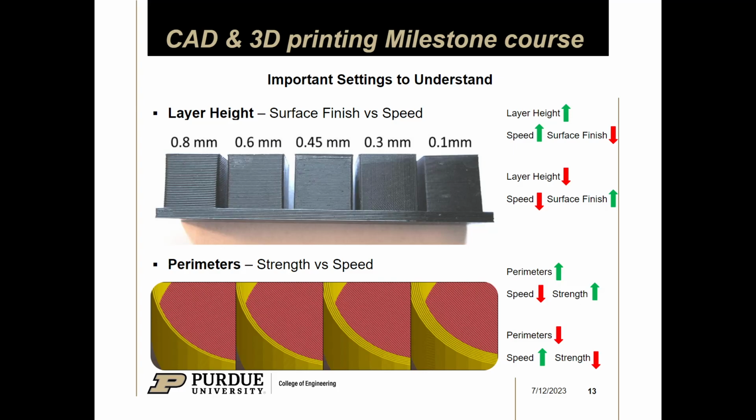If you wanted something to be really long and it was going to be bending this way, then you would print it on its side. So all the layer lines wouldn't be in that direction. You would just be pulling the plastic instead of pulling the layers. If that makes sense.